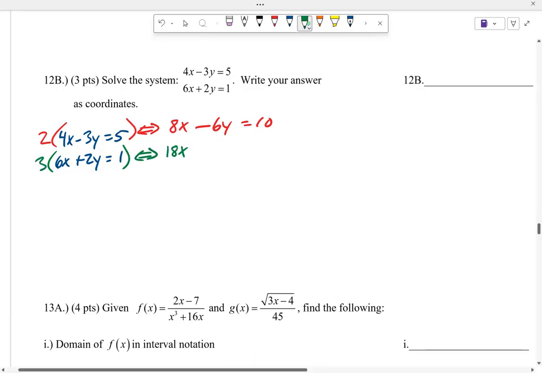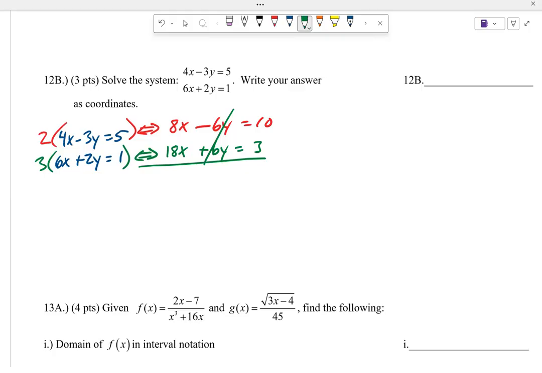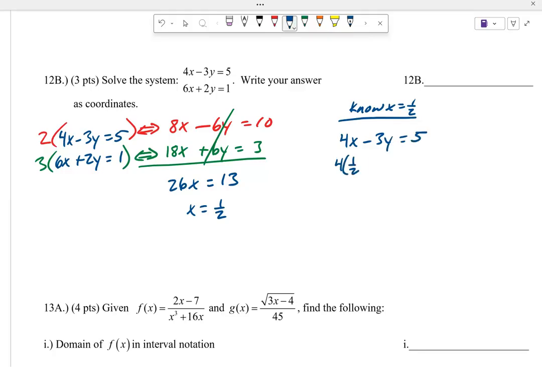And then I'll have 18, and this is both sides of the equation. And notice it's gone. My y's are gone, right? Negative 6y plus 6y. I got 18x plus 8x, so I got 26x equals 13. I divide both sides by 26, so 13 over 26, and I get x equaling a half. And so now I know x is a half, and since these are both linear equations, I can just pick one of the equations, doesn't matter which one it is, and plug it in.